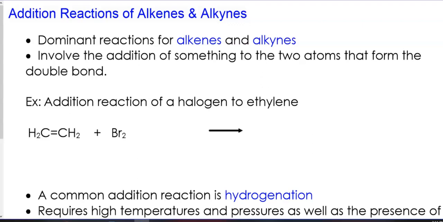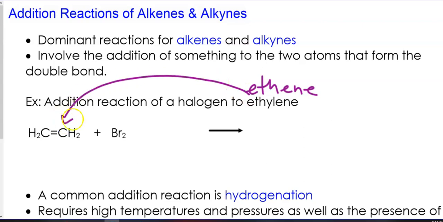So for example, an addition reaction of a halogen to ethylene. Halogens, right: fluorine, chlorine, bromine, iodine. Ethylene is a common name for ethene. It's just a little easier to say. So that's what we have here. This right here is ethene, or ethylene, right?